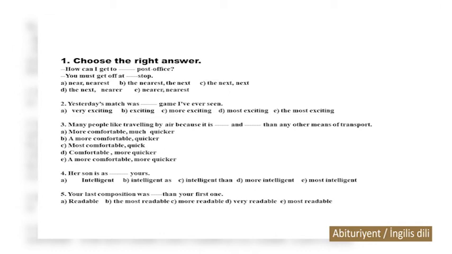Then C, intelligent than, is an incorrect variant, because if we see here as, the second shouldn't be than. Then more intelligent is comparative degree, an incorrect variant. What about most intelligent? It is superlative degree, an incorrect variant. In that case, our correct variant is B. Her son is as intelligent as yours.